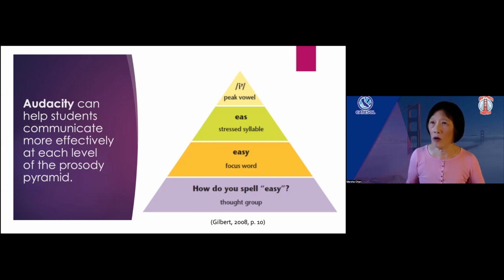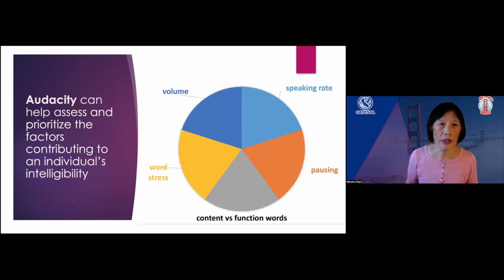And as we know in our group here, we have teachers of beginners and we have teachers of advanced students, and anywhere in between. So this can be useful at any proficiency level. Audacity can help assess and prioritize the factors contributing to an individual's intelligibility. And I've put here 5 different areas like speaking rate, pausing, content versus function words, word stress, and volume.